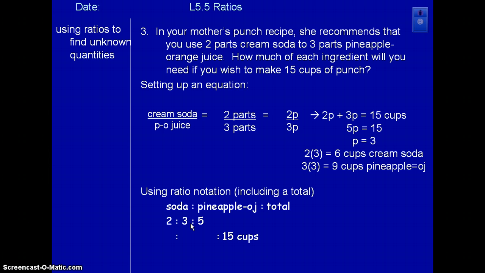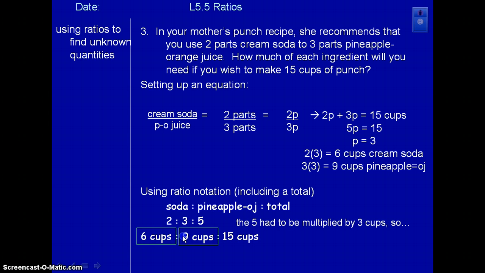We do know that we want our total to be 15 cups. In order to turn a 5 into 15 cups, we have to multiply by 3 cups. 5 times 3 cups would give us 15 cups. So we could multiply 2 times 3 cups and 3 times 3 cups to find out that we'd have 6 cups of soda and 9 cups of pineapple orange juice. This is another way of doing it. Some people like it. It is very similar to finding equal fractions.